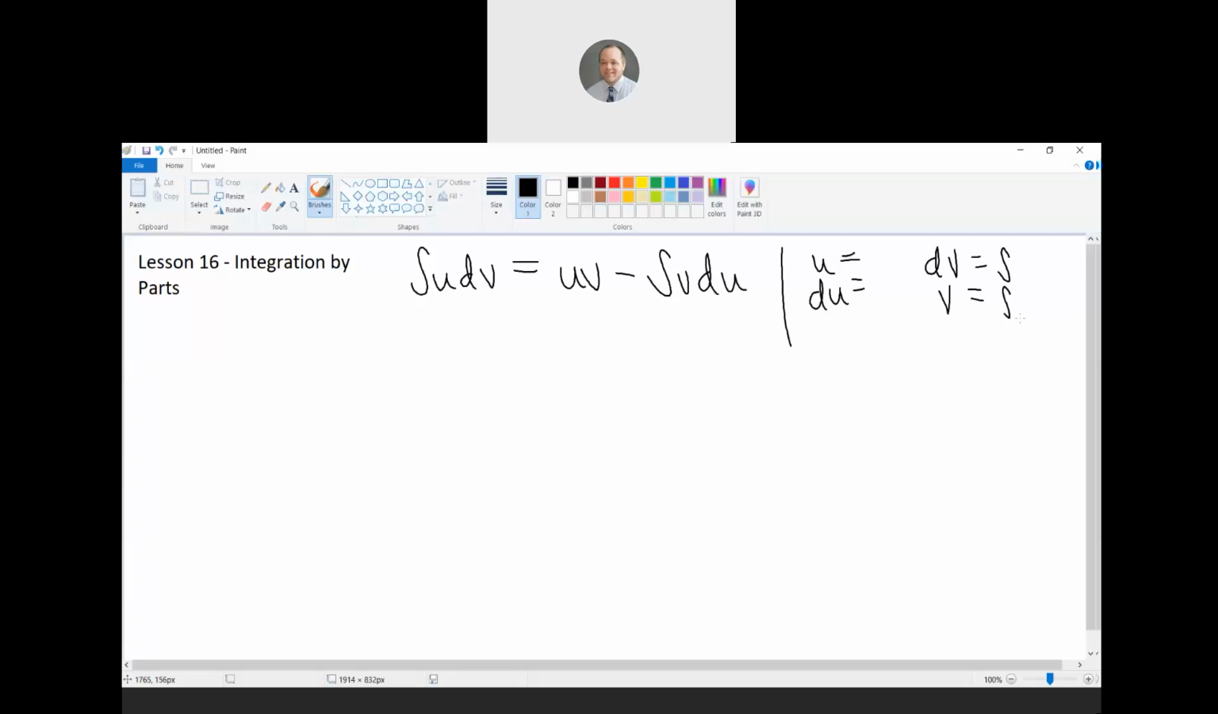Now, if you pick the wrong thing to label as u or dv, and you see the problem is getting much, much worse, then no problem. Start over and just pick some new labels for u and dv. Let's start out with this basic problem. We want to integrate x times natural log of x dx.